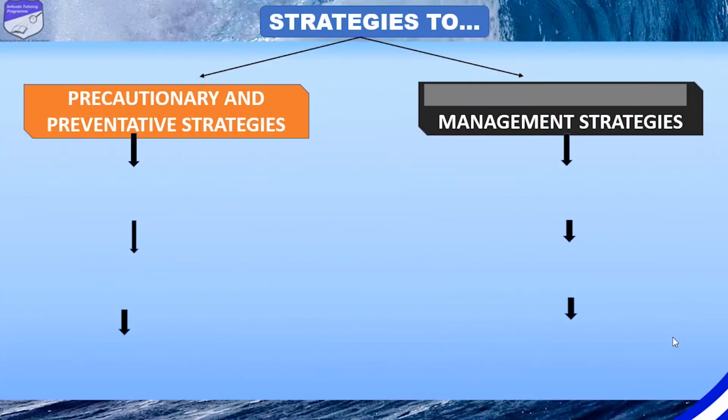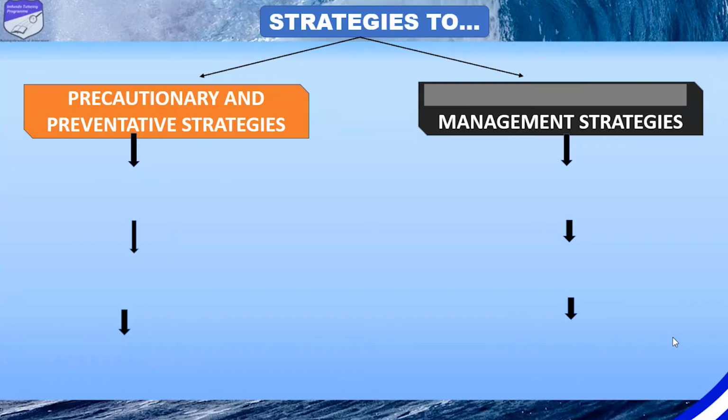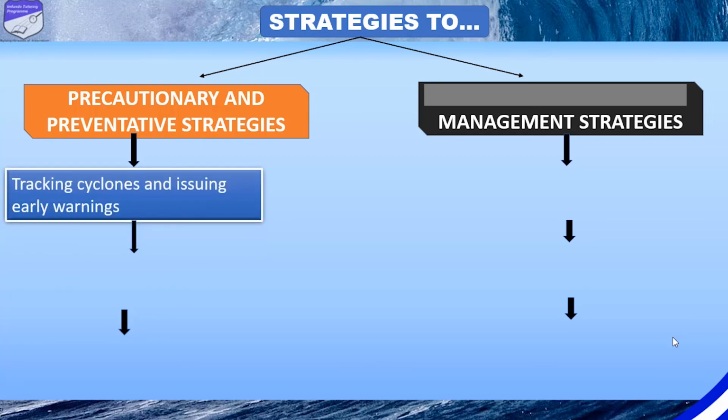Right, now let's look at the strategies. We've got precautionary and management strategies. Precautionary is what we can do before a cyclone arrives. When we look at the management strategies, this is what we can do after a cyclone has arrived and caused damage. How do we manage the situation? In precautionary measures, we can track the cyclone. We've got satellites that can track the cyclone. Hence, we can inform people that the cyclone is coming so that they can prepare for it.